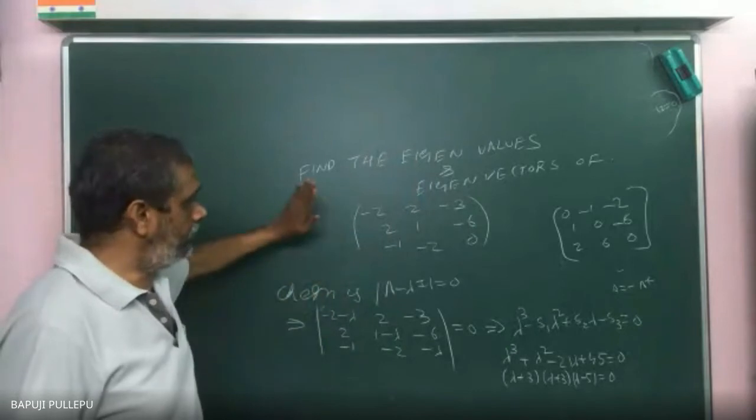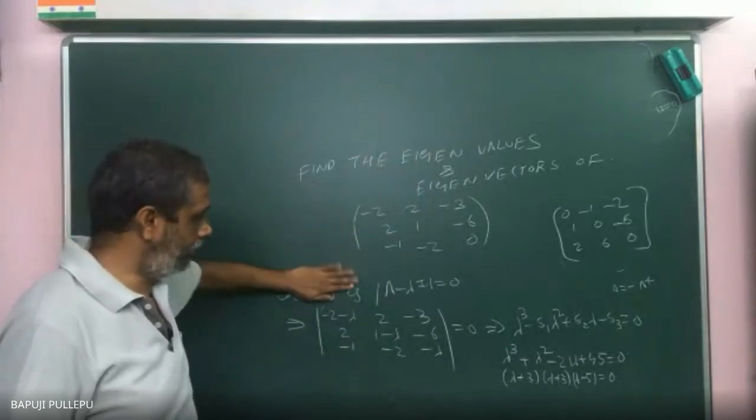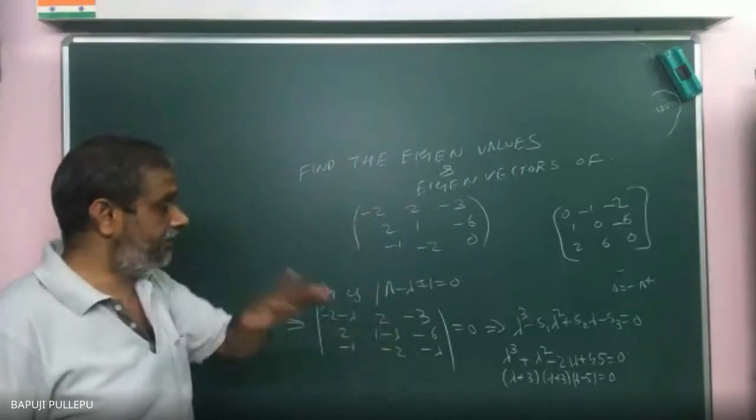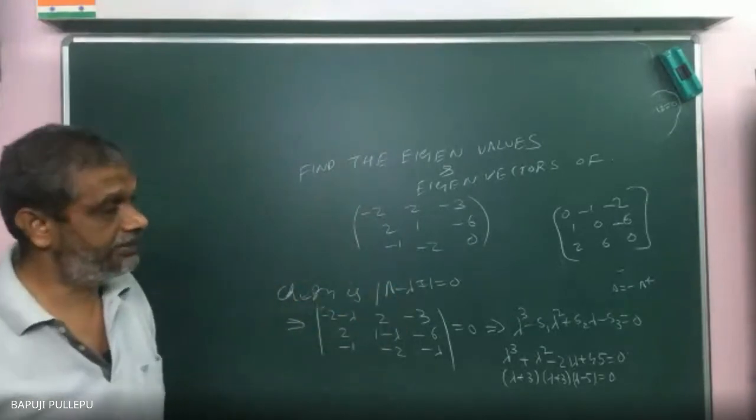Now, up to here, the matrix is given. I got the characteristic equation and expanded it using lambda cube minus S1 lambda square plus S2 lambda minus S3.